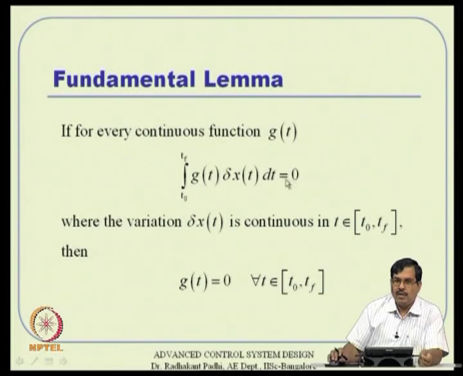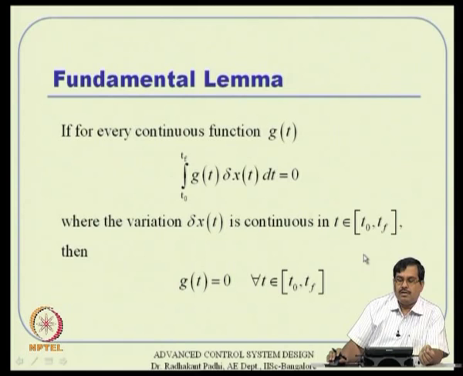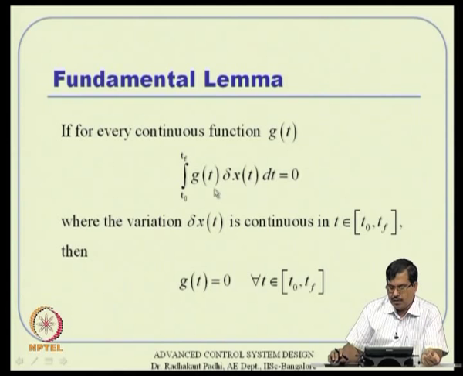There are infinite situations, of course, but this theorem beautifully tells us that if such a case happens, then the only solution possible is that g of t has to be 0. There is no other thing that can happen. You can show it intuitively, but I will not digress so much. You can show it by contradiction, that is the hint. So, if you have this kind of equation for every continuous function g of t, then the only possibility is that g of t has to be equal to 0 for all time in this interval t0 to tf. That is a powerful theorem.